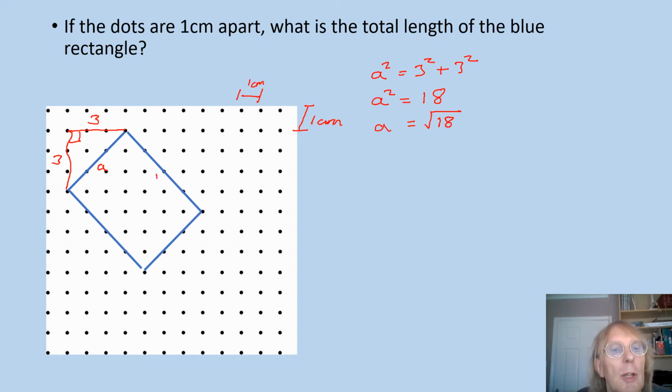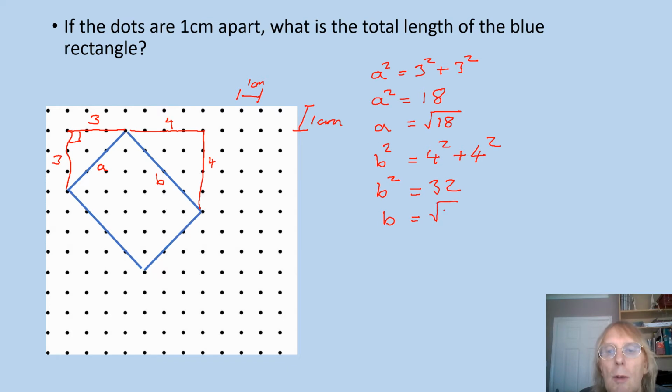So let's have a look. We're also going to have the other length of the rectangle, which is going to be B. So again, we can come across here and go down here, and we can see that this one is 4, this one is 4. So in this case, B squared equals 4 squared plus 4 squared. So B squared is going to equal 16 and 16, which is 32. So B equals square root 32.